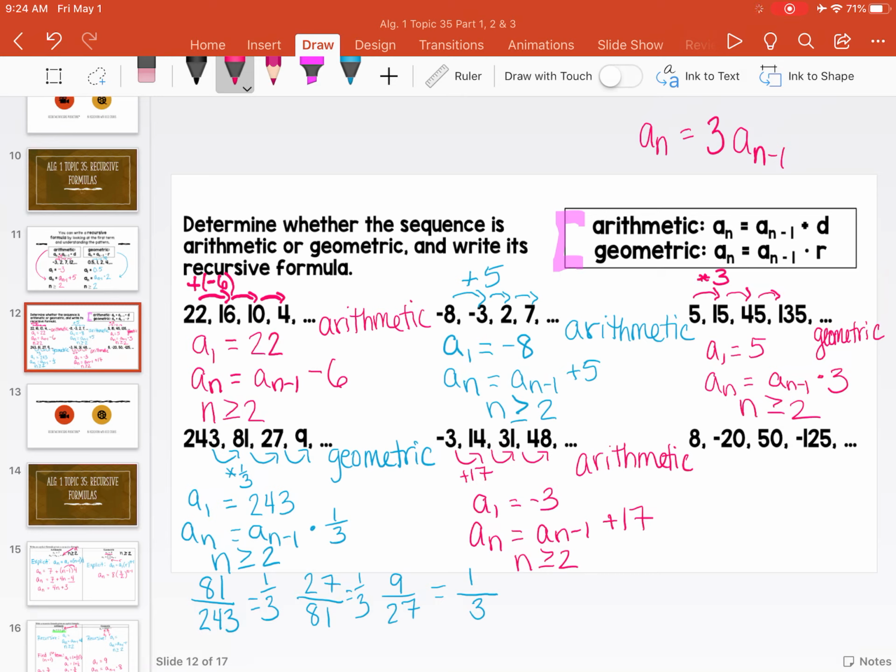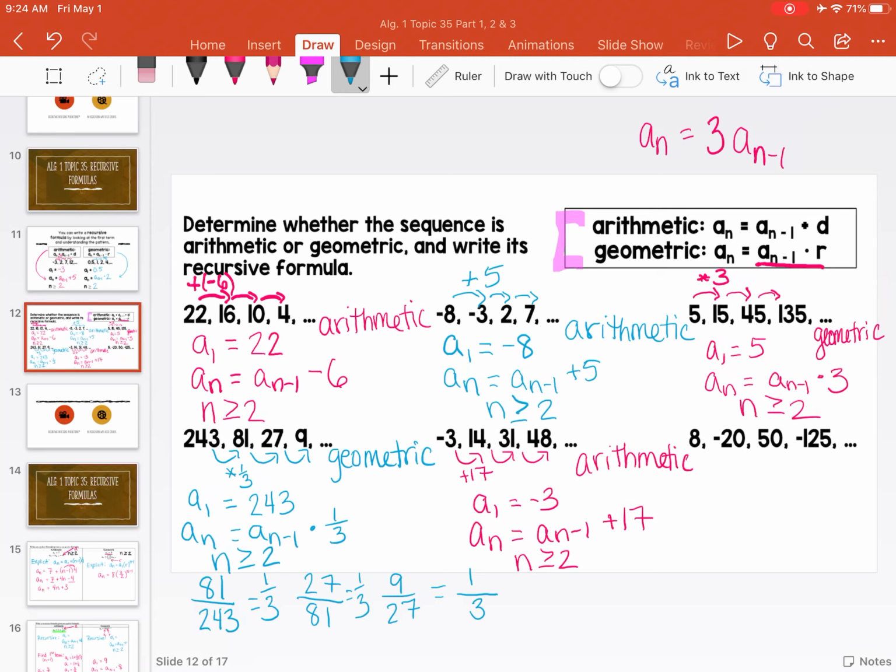Think about if you have x times 4. You wouldn't usually see it written as x4. You would instead see it written as 4x. So same thing here. However, if it's easier for you to think back to this formula with a sub n and then a sub n minus 1, and then times that common ratio, that's all set too.